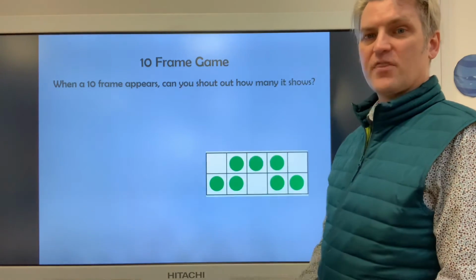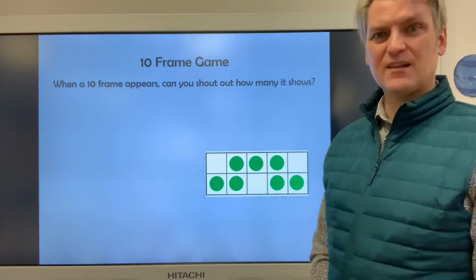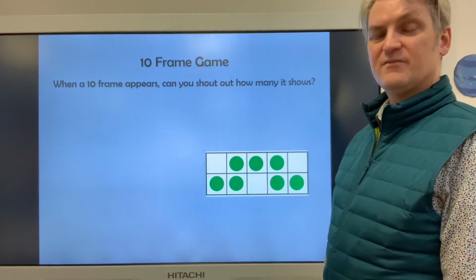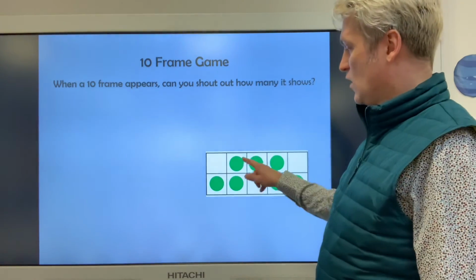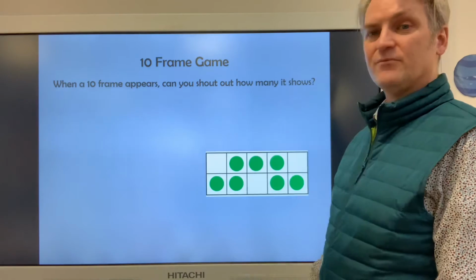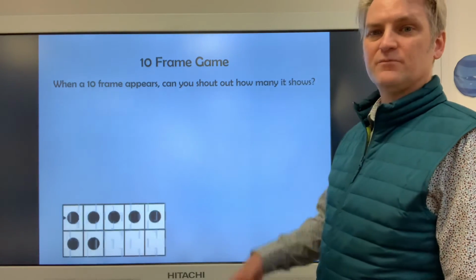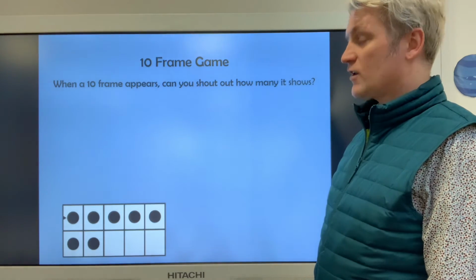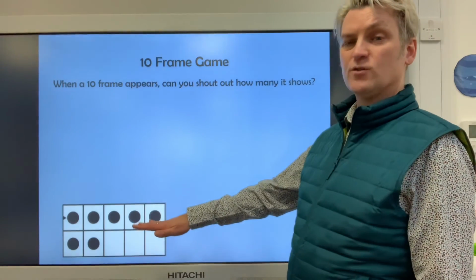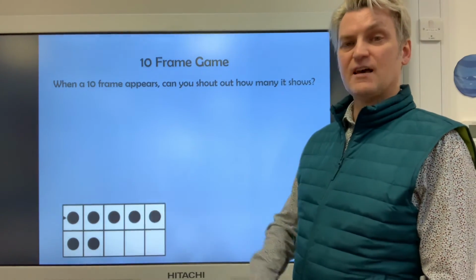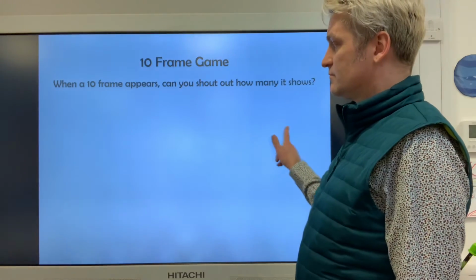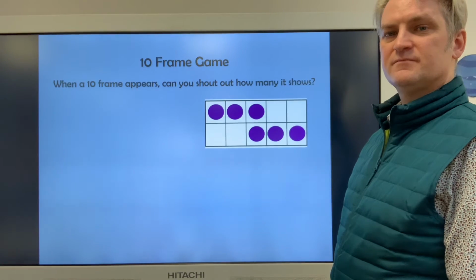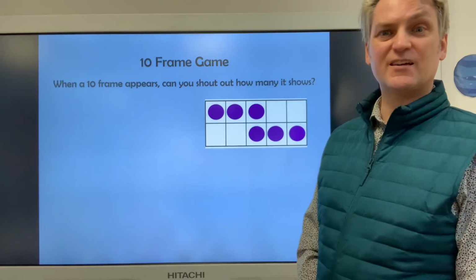Now, do you know what this one is? It looks a bit like a caterpillar, doesn't it? This is the number 7. 1, 2, 3, 4, 5, 6, 7. What about this one? If we look at it, we know that this row is full, so it's 5, 6, 7. So 7 again. What's this one? This is the number 6.